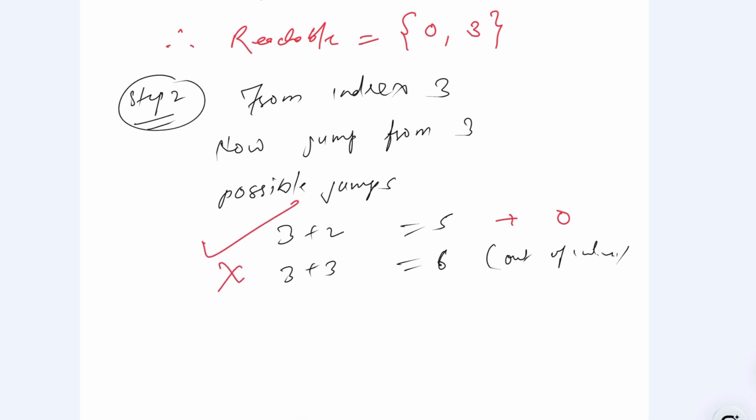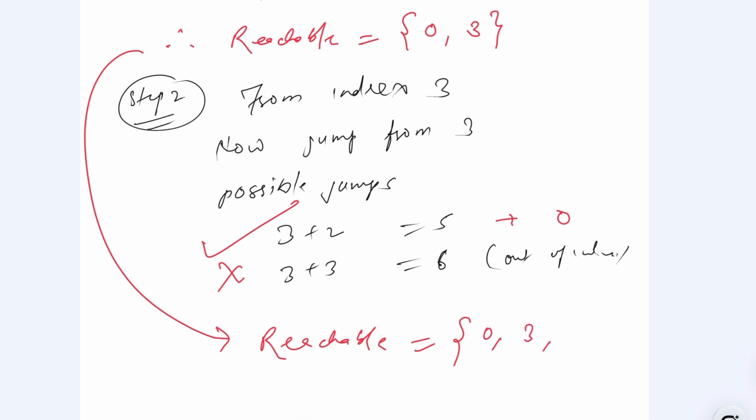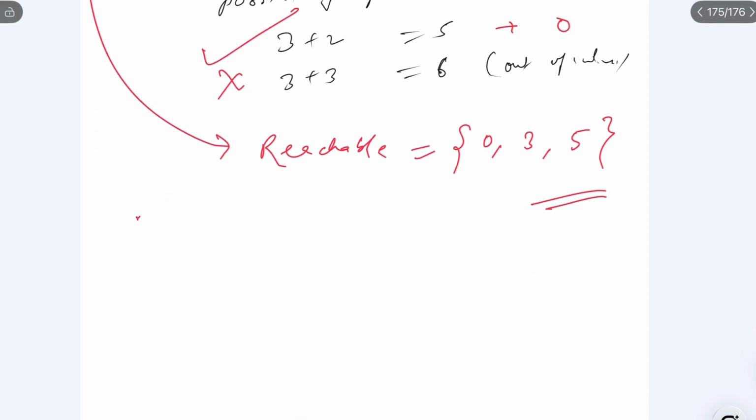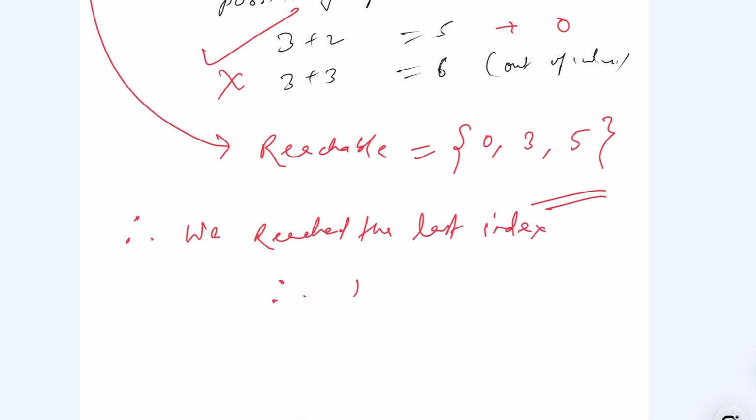Simply I'll say that, right? So simply we'll say, okay, now what is reachable? Reachable is 0, 3 and 5. We can say 6 is not possible, so we'll not go with the 6, right? So the last index we found is reachable, and so we can say the answer will return true. So we reach the last index, and so the answer is true. You will return true.